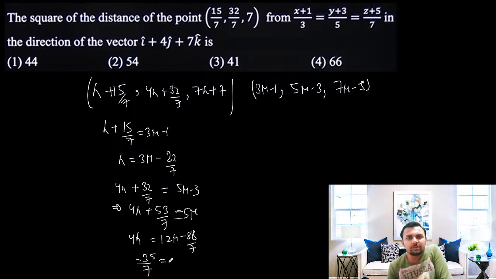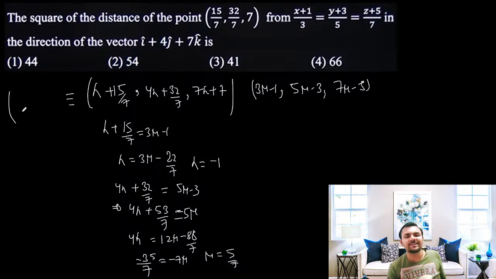It is equal to 12 minus 5 minus 7 mu. So mu is going to be 5 by 7. So lambda will come out to be 15 minus 22 minus 7, which is minus 1. So lambda is minus 1. So the points on the line are minus 1, 8 by 7, 4 by 7, 0. Okay, so this is the point and this is the point.